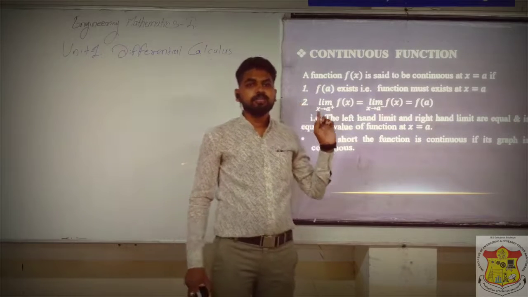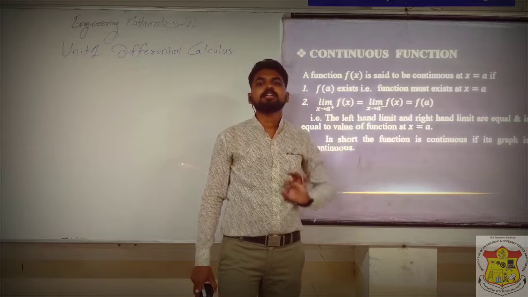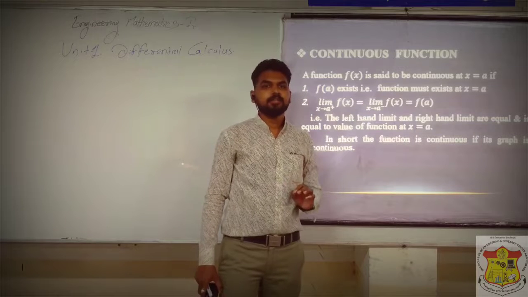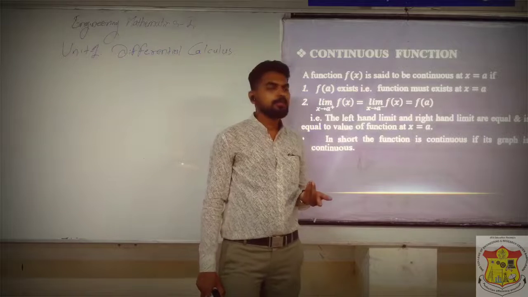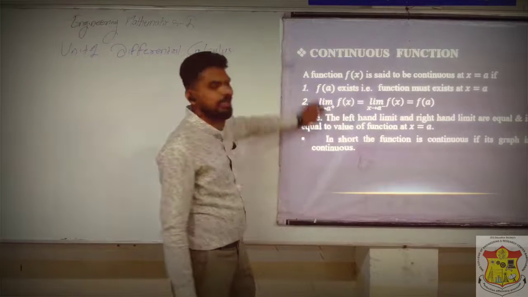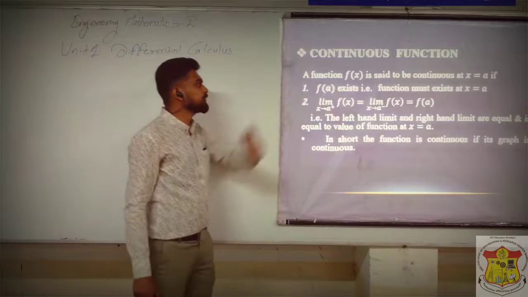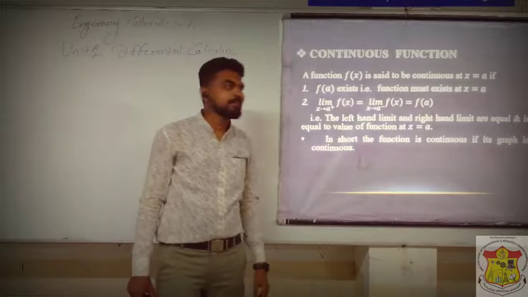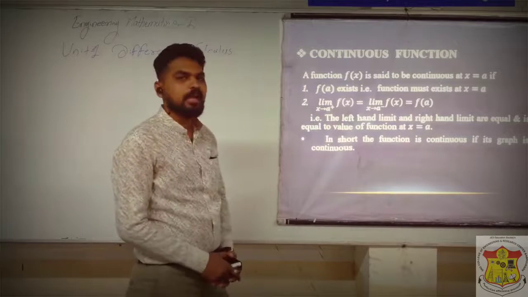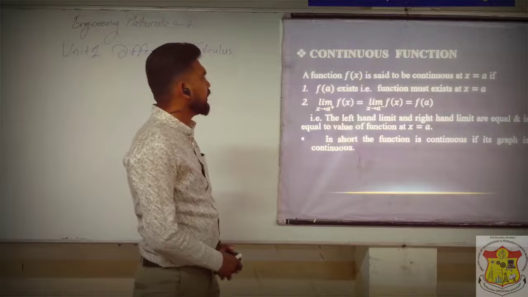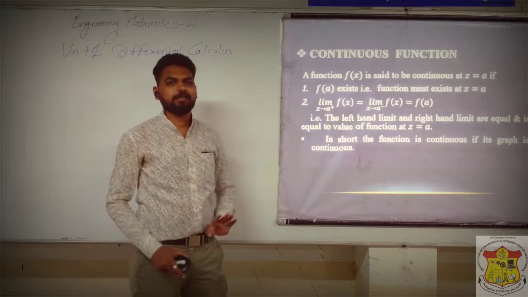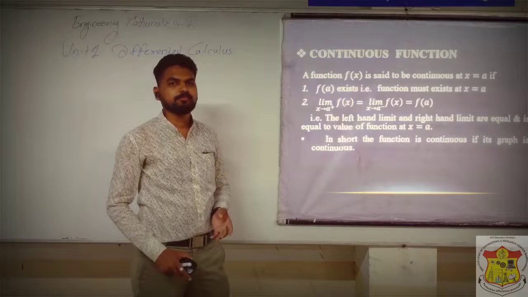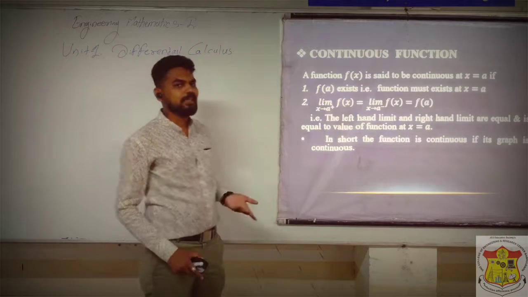The first condition of Rolle's theorem is that the function is continuous on the closed interval [a, b]. But what is meant by a continuous function? See the definition of a continuous function. A function f of x is said to be continuous at x equal to a if these two conditions are satisfied by the function. Then we say that the function is continuous.